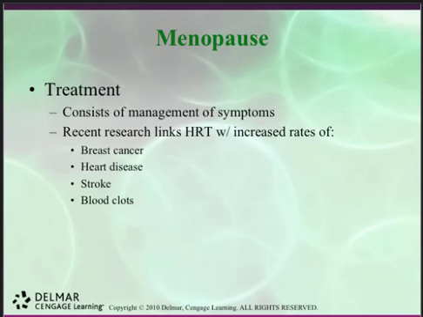Osteoporosis is a common concern in menopause, again, due to the reduction in the production of estrogen and progesterone, both of which help maintain bone density. Osteoporosis, again, is a pathological thinning of the bone mass due to decreased osteoblast activity.